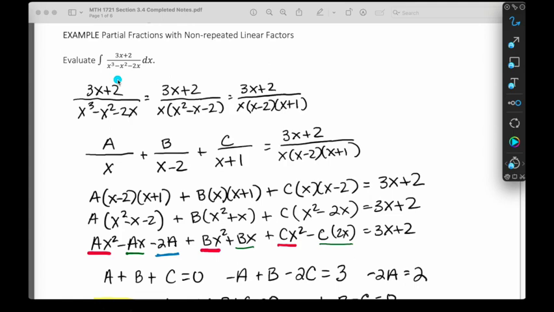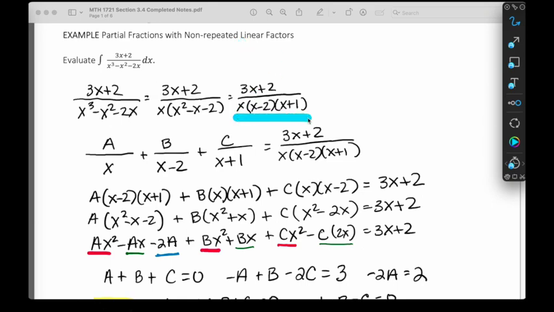So the next step after we look at that is we want to take the denominator and factor it as much as we possibly can into linear factors. So when we factor this, we get 3 linear factors and none of them repeat. That's important that we pay attention to that because there's a different process if any of the factors repeat.